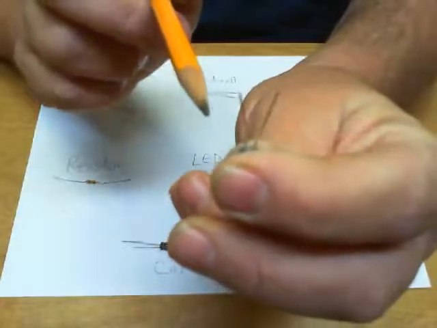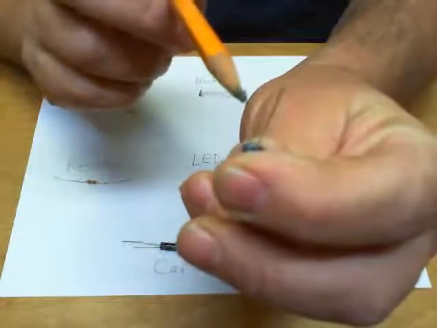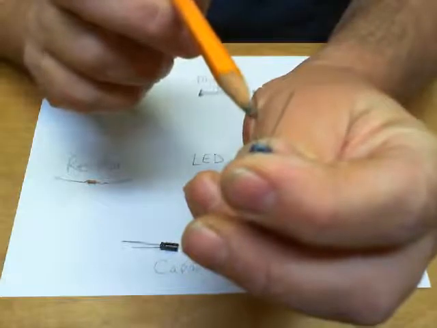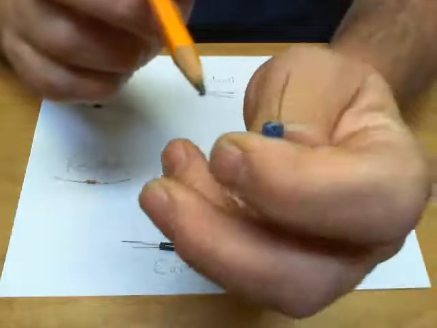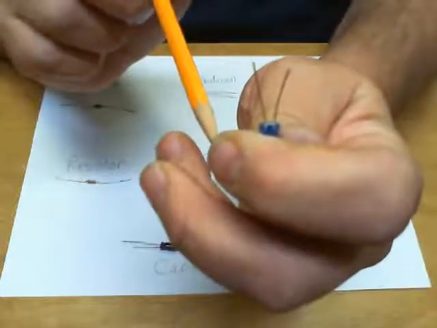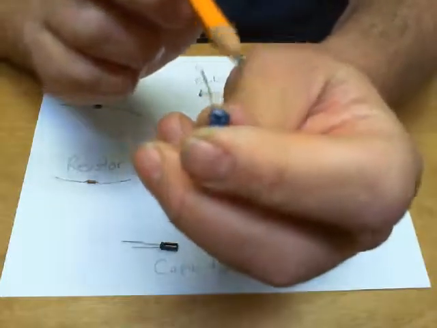Okay, so when you hook these up, the cathode has to go to the negative side of the power of your circuit so that electricity can flow through it properly. If I reverse it like this, then the LED wouldn't light up. Okay, so long one's anode, short one's cathode.